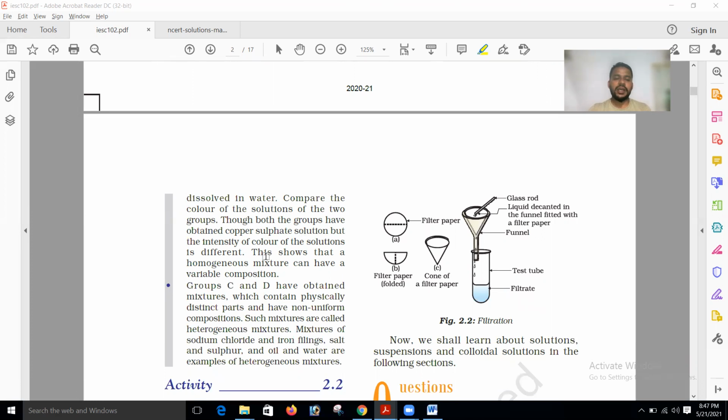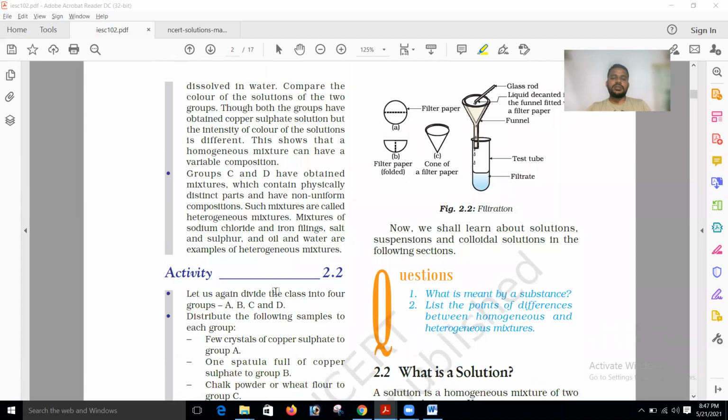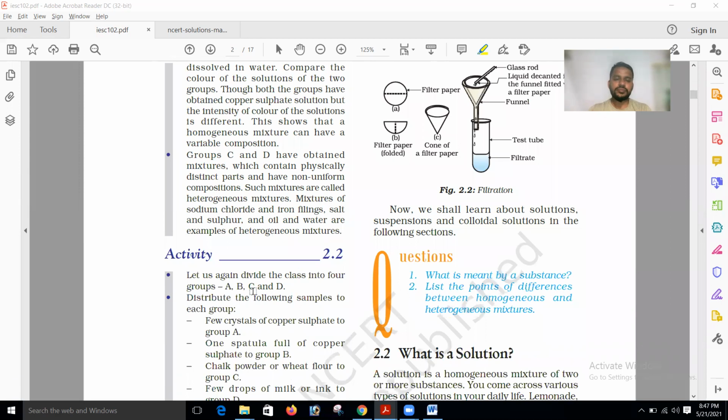This shows that a homogeneous mixture can have a variable composition. Color different hoise mane ki composition to duita group ore composition to belag hoise. Okay, next ki koise, group C and D have obtained mixtures which contain physically distinct parts and have non-uniform composition.